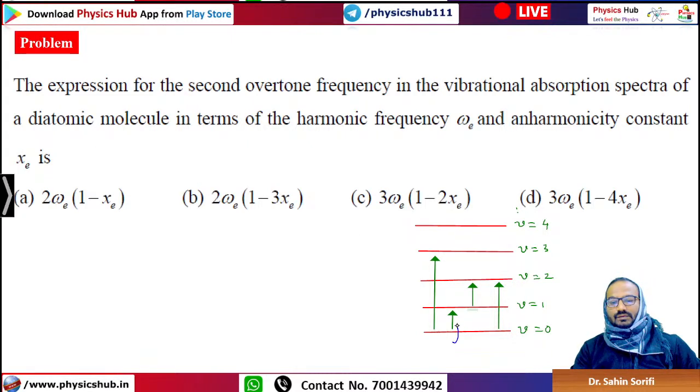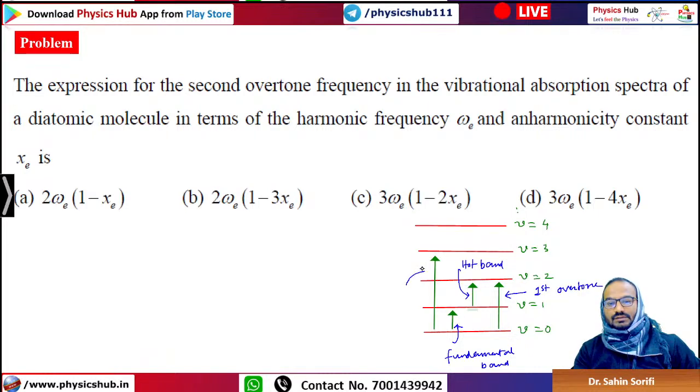So this will correspond to fundamental band. 0 to 1, 1 to 2, this is hot band. 0 to 2, this is first overtone, and 0 to 3, this is second overtone.